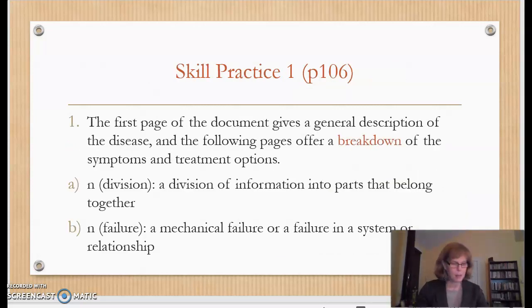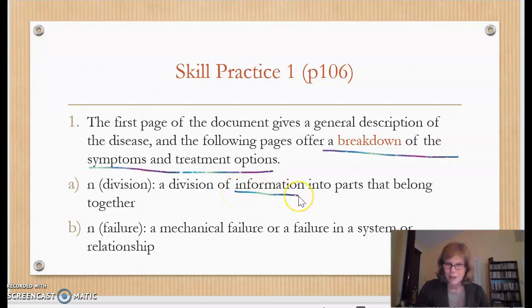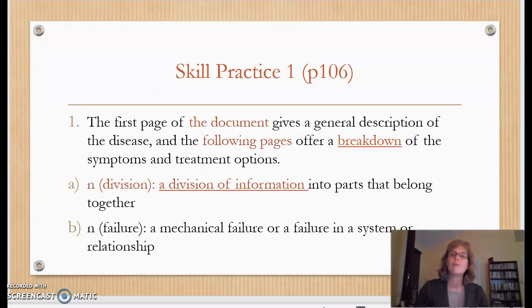Let's take a look at number 1. And they already give you the idea that this is about a breakdown, right? The following pages offer a breakdown of the symptoms and treatment options. Okay, this gives me the idea that I'm talking about information, right? I'm not talking about a machine, but I'm talking about a lot of information.